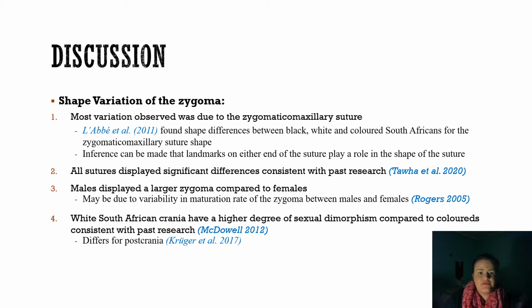Results revealed that the most variation for both sex and ancestry is attributable to the zygomaticomaxillary suture. Leandi et al. showed that significant differences were present between black, white, and colored South Africans for the zygomaticomaxillary suture shape. While the study conducted by Leandi et al. analyzed the shape of the zygomaticomaxillary suture, the current study did not. However, inferences can be made that the location of the landmarks on either end of the suture may differ depending on the shape of the zygomaticomaxillary suture.